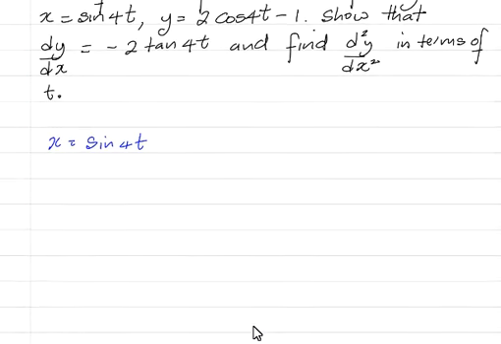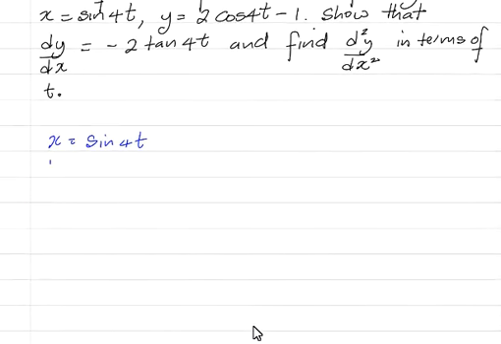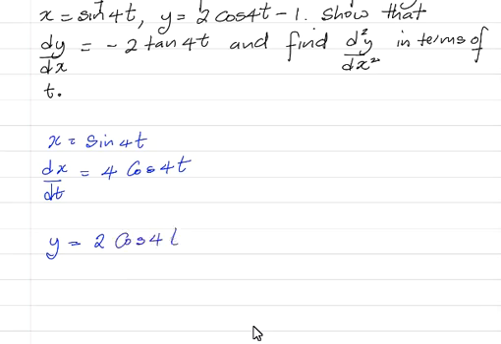Alright, dx by dt: differentiate sine, you get cos, so this is 4 cos 4t. The 4 at the front is because you differentiate sine to get cos, but then you have to multiply by the differential of the inside function. Y is equal to 2 cos 4t minus 1.